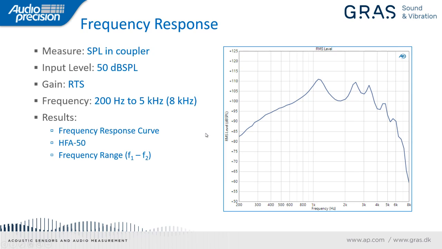Now, the frequency range is found by taking the horizontal line at the high frequency average level. We take an offset 20 dB lower than the HFA level. And the point where that horizontal line crosses the curve is F1 at the lower end and F2 at the higher end, and that's the frequency range of the device, F1 to F2.